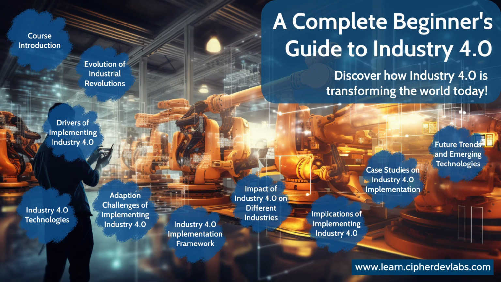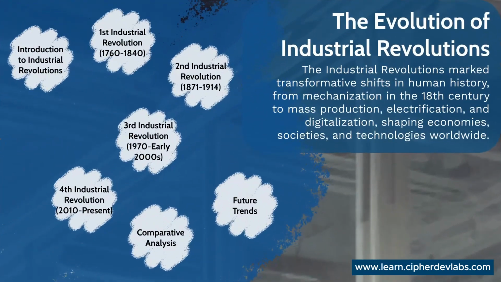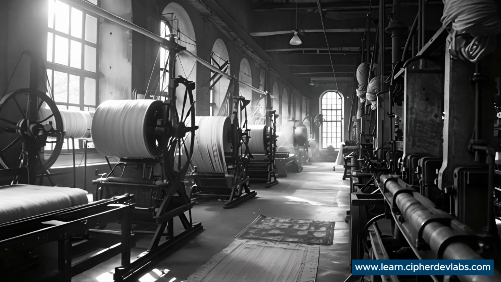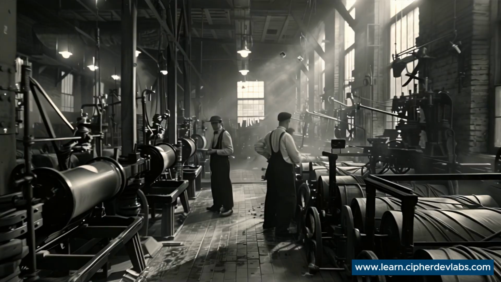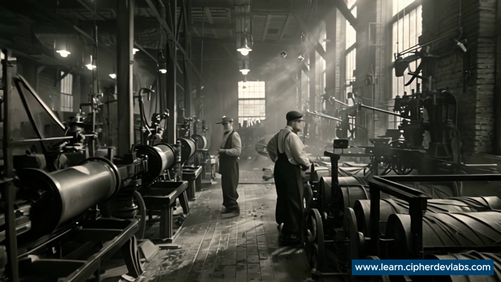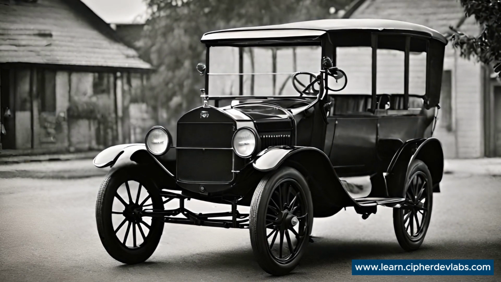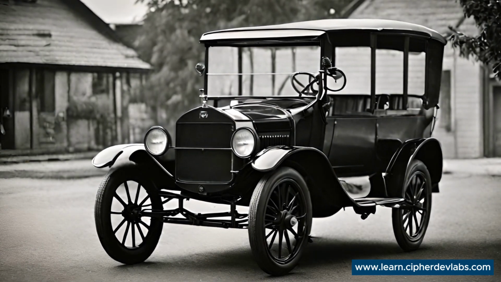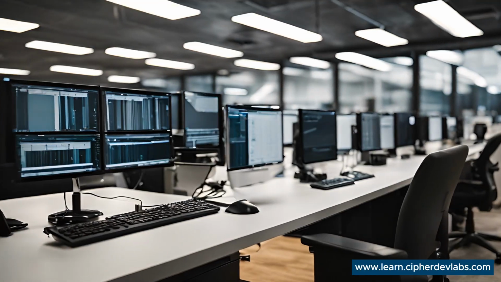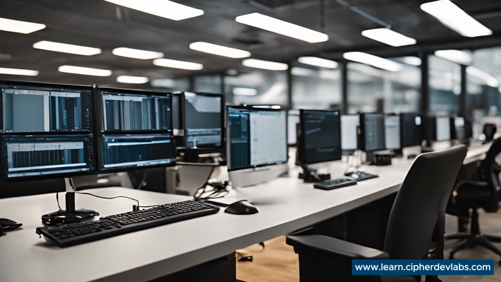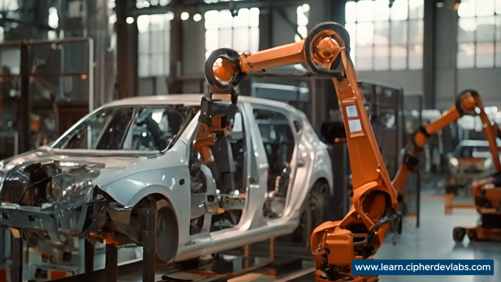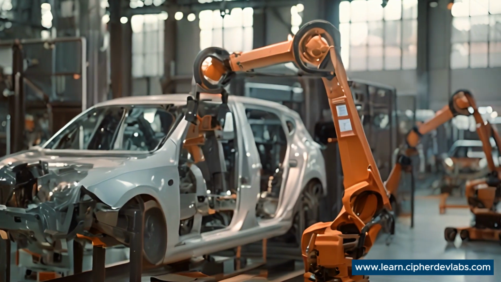Hi, and welcome back. In this section, we are going to be discussing the evolution of industrial revolutions. If you look at industrial revolutions, they mark transformative shifts in human history. From the commencement of the first industrial revolution with the spinning jenny, and then moving on to the second industrial revolution, where we witnessed mass production and electrification, to the third industrial revolution, in which we witnessed digitalization and the internet, and now the fourth industrial revolution is happening right now as we speak.